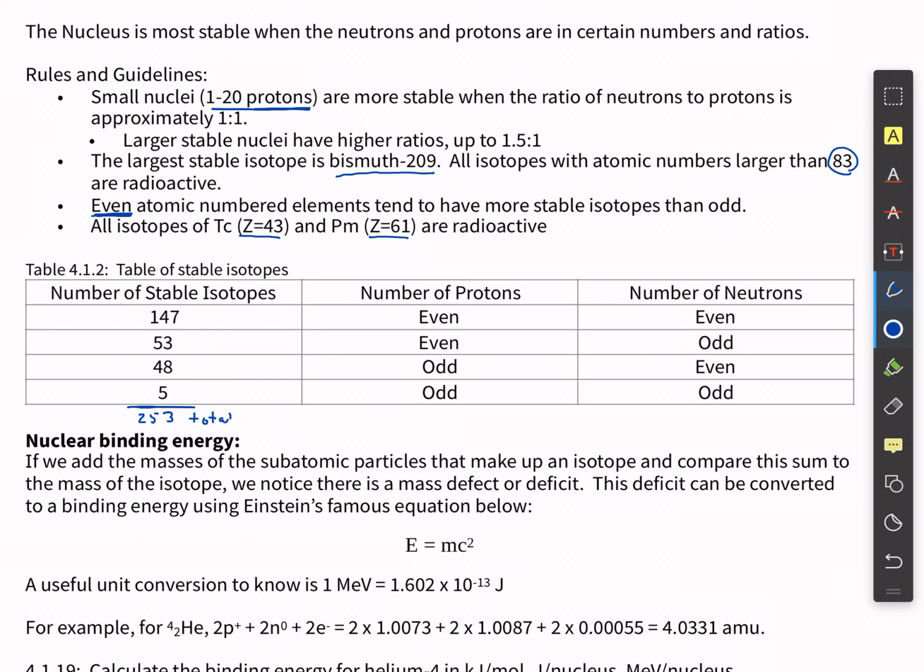And notice the numbers there. When both the protons and the neutrons are even, that's over half of our stable isotopes, 147. Even numbers of protons, but an odd number of neutrons, that accounts for 53. Odd-even accounts for 48. And there are only 5 known stable isotopes that have both an odd number of protons and an odd number of neutrons, which is sort of an interesting thing.